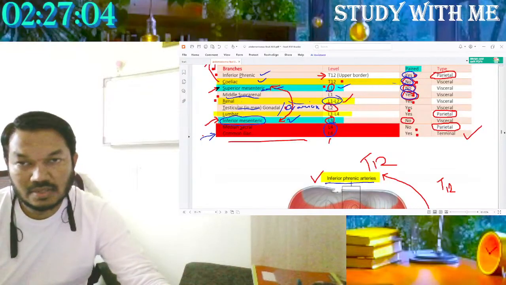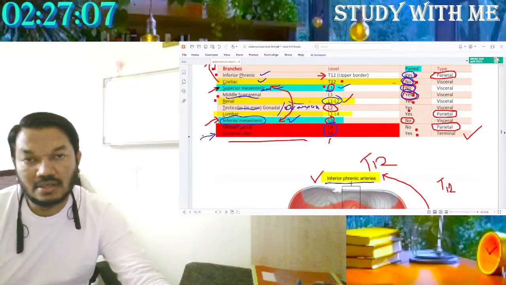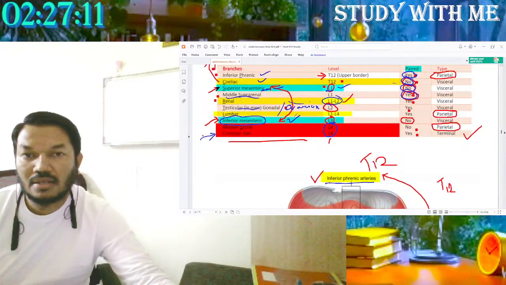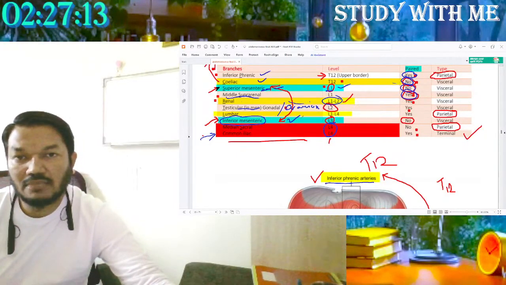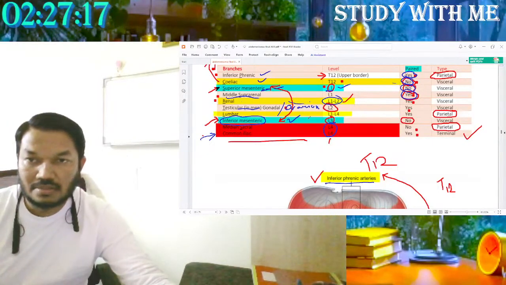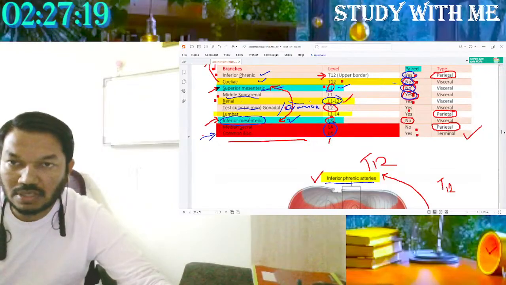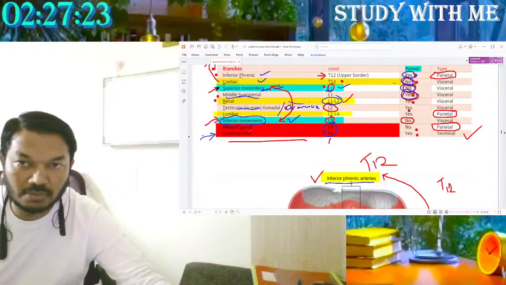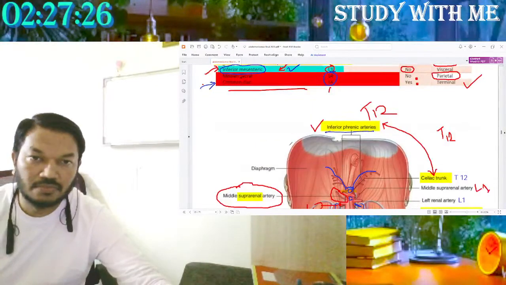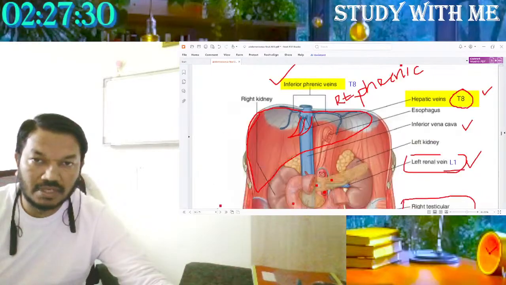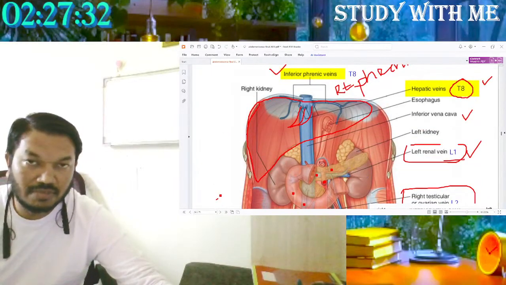Testicular in case of male and ovarian in case of female comes from lumbar 2. Then lumbar 1, 2, 3, 4, and inferior mesenteric at lumbar 3. Superior mesenteric lumbar 1, inferior mesenteric lumbar 3. Then two at the lumbar 4 level, median sacral and common iliac. Finish. You need to go through it again and again. Very important.